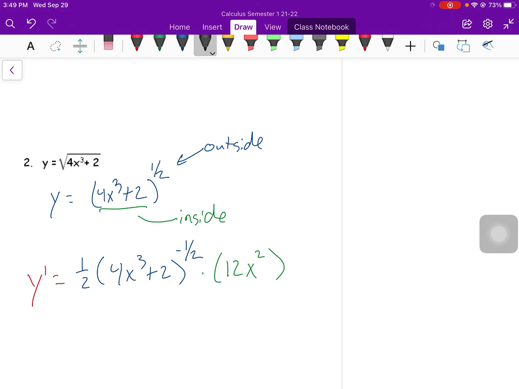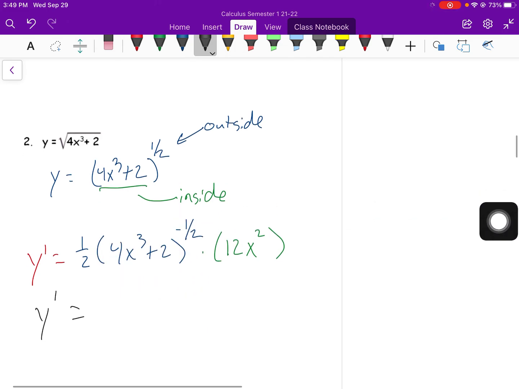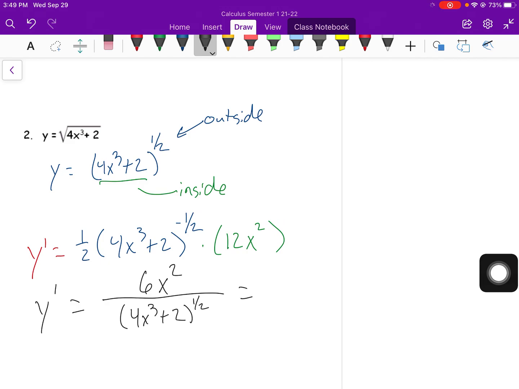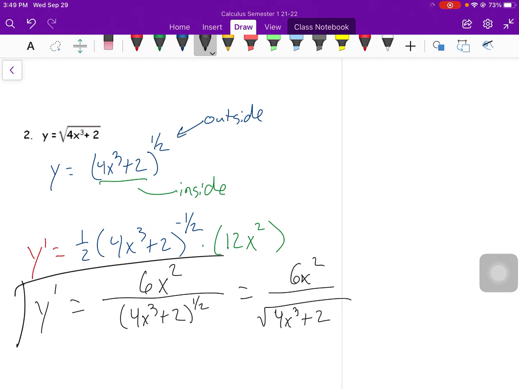And now I need to simplify. When I simplify, I know that this blue set of parentheses with the negative 1/2 power is going to be going onto the bottom to get a positive exponent. And now I have 12x squared times 1/2, that is 6x squared. So I could leave it just like this, or I could have the square root on the bottom here instead. Either one of those is fine. Those are equivalent forms.